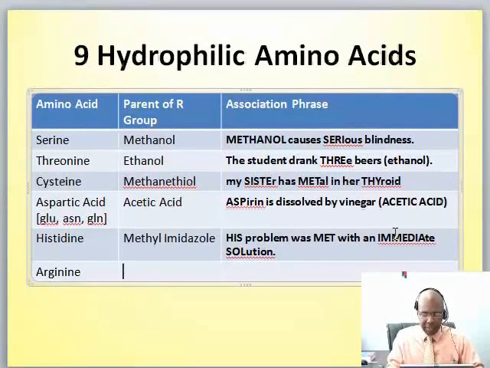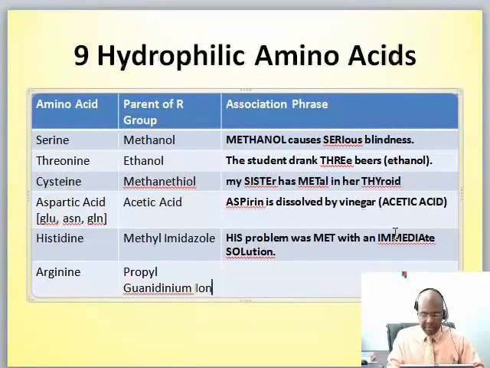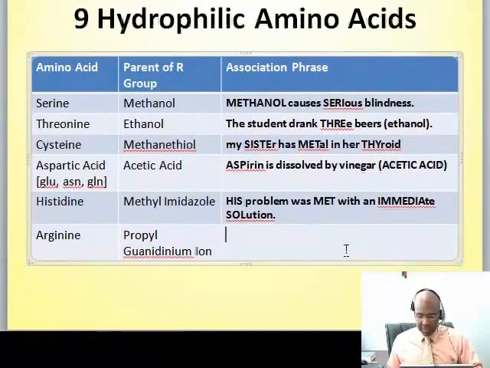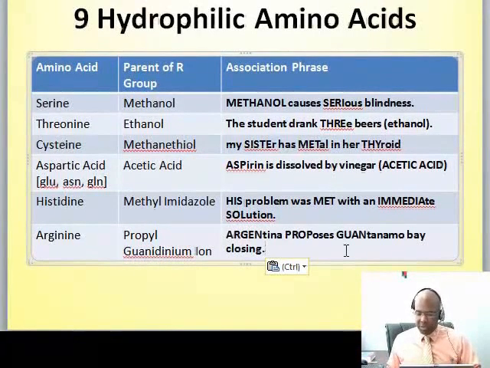And our last amino acid was arginine. And the parent of the R group is propyl guanidinium ion. Hope that's spelled right. And the association phrase is Argentina proposes Guantanamo Bay closing. Arginine, proposes, propyl guanidinium ion.